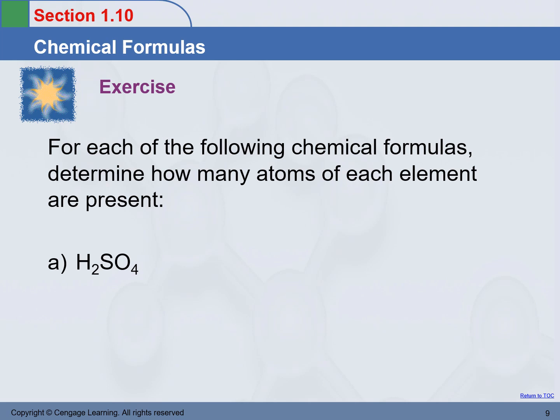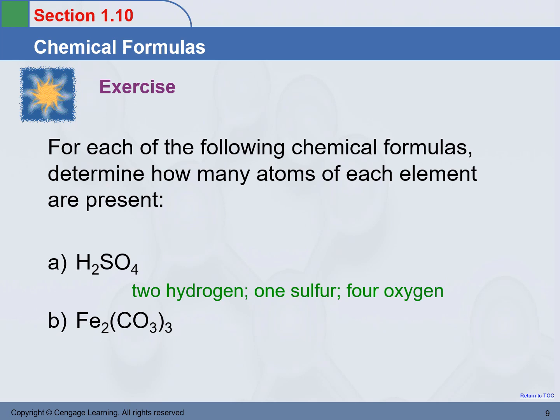Exercise. For each of the following chemical formulas, determine how many atoms of each element are present. All right, H2SO4, pretty straightforward. 2 hydrogen atoms, 1 sulfur, 4 oxygen atoms. This next one is a little trickier, a little harder than the first one. Iron, there are 2. That's it.